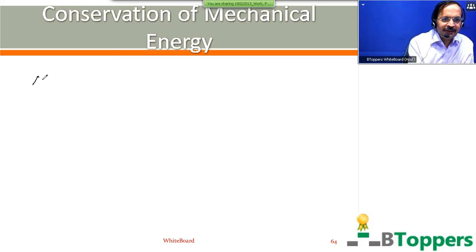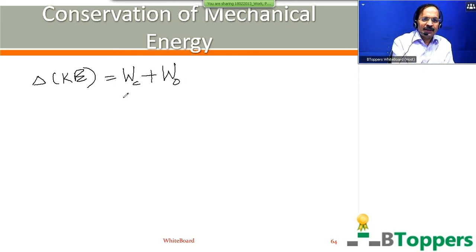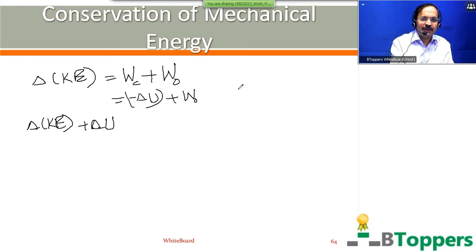So again, writing the same equation, change in the kinetic energy of a system of particles is equal to total work done by all the forces, including work done by conservative forces and work done by other forces. The work done by conservative forces you can write as minus delta U, where delta U is the change in the potential energy of the system. Therefore, change in the kinetic energy of the system plus change in the potential energy of the system, when the system passes from initial state I to final state F, is equal to work done by other forces which are not conservative.